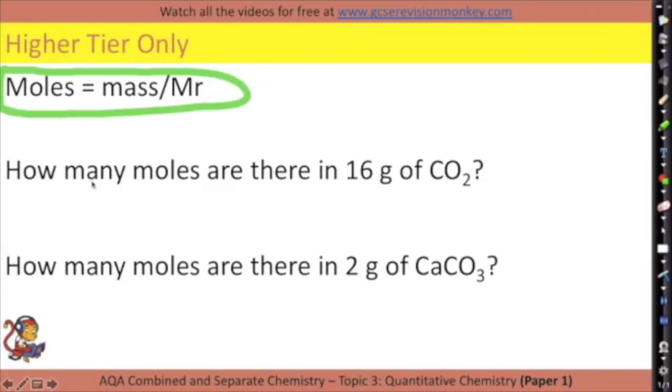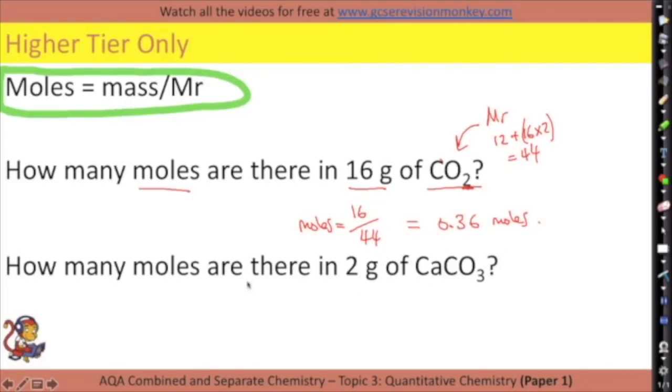So questions such as this: how many moles are there in 16 grams of carbon dioxide? Well, if moles equals mass divided by Mr, we would need to work out the relative formula mass of carbon dioxide. Using our periodic table, the mass of carbon is 12 and the mass of oxygen is 16. So 16 times 2, because there are 2 oxygen atoms in there, will give you a relative formula mass of 44. So how many moles are there? Well, moles equals mass divided by Mr, so 16 divided by 44 would give you the answer of 0.36 moles.